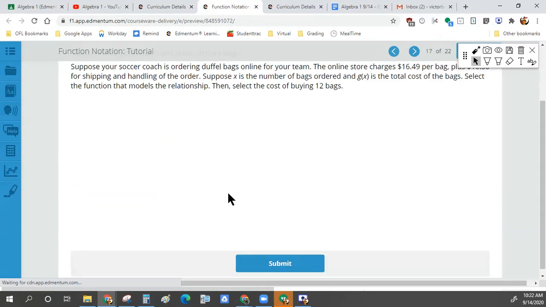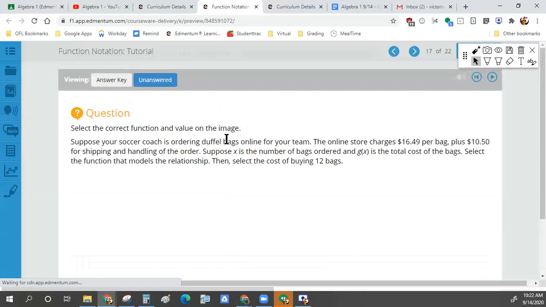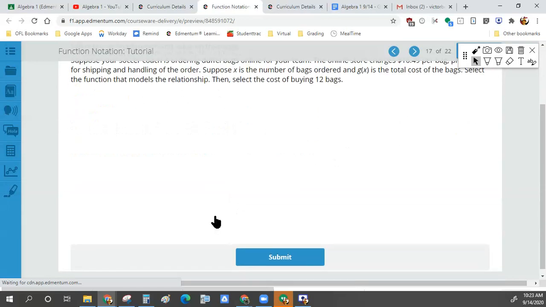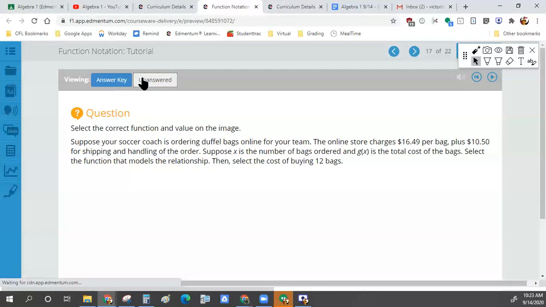All right. And what is happening here? Suppose a duffel bag. Did my question not load?